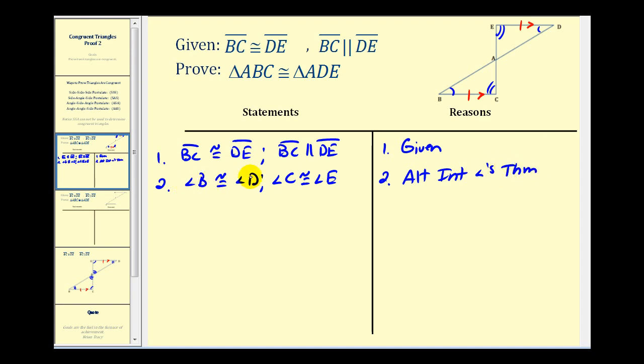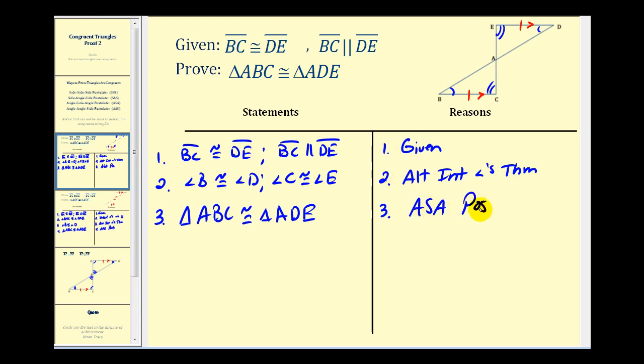And that's really all we have to state in order to use angle side angle to prove these two triangles are congruent. So it follows that triangle ABC is congruent to triangle ADE. And notice how the vertices are given in corresponding order. And this was by the angle side angle postulate.